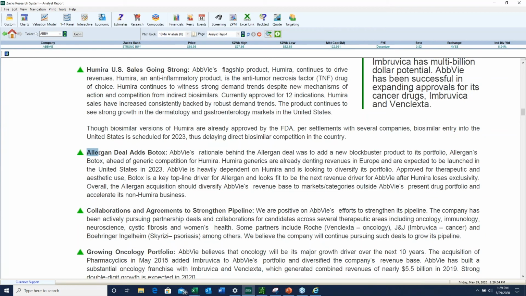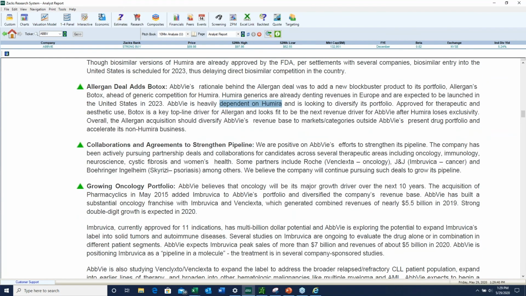And you can see here something that has been very recent news that's going to be the driver of AbbVie going forward, which is their purchase of Allergan. So they bought Allergan in a blockbuster acquisition. And the reason behind that, again, is right here. AbbVie is heavily dependent on Humira and is looking to diversify its portfolio. So therein you see exactly why AbbVie bought Allergan and the fact that it's heavily dependent on one product. So that's the report behind this.